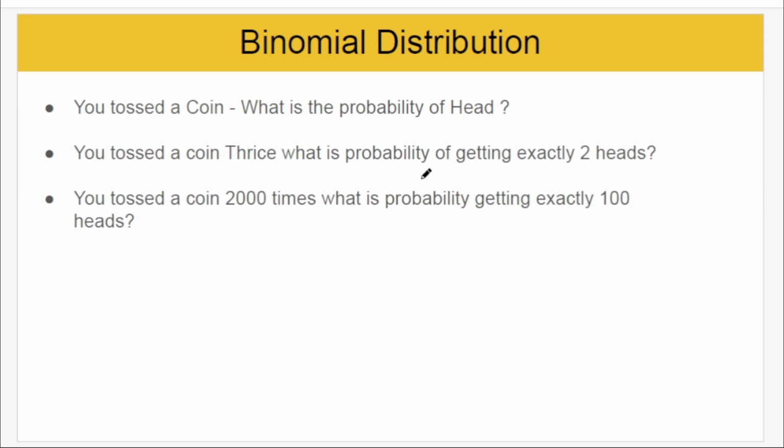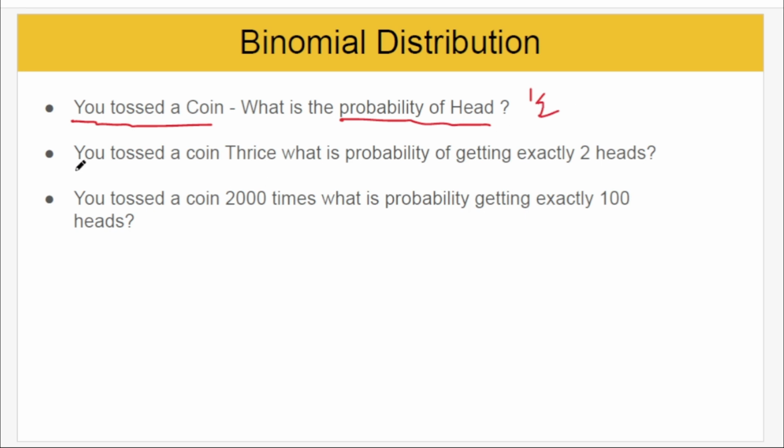Now I have three questions for you. You tossed a coin. What is the probability that you will get a head? 1/2, correct? 0.5.